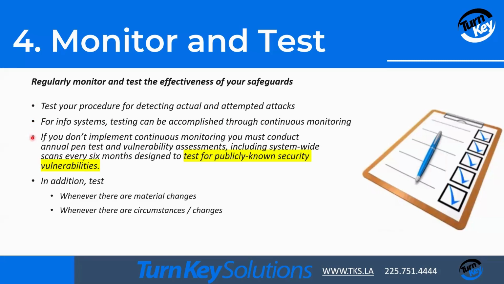Now, if you're really small and you don't feel you need to implement continuous monitoring, the rule actually says that you can just do an annual pen test at a smaller size, including a system-wide scan, maybe every 6 months, to test for publicly known security vulnerabilities. There's a lot of very expensive pen testing that you can do, but even the simplest vulnerability and security risk audits can compare how healthy your computers are and what publicly known security vulnerabilities exist on your computers, if they have this patch or don't have it, and those sorts of things. So this doesn't have to be terribly expensive.